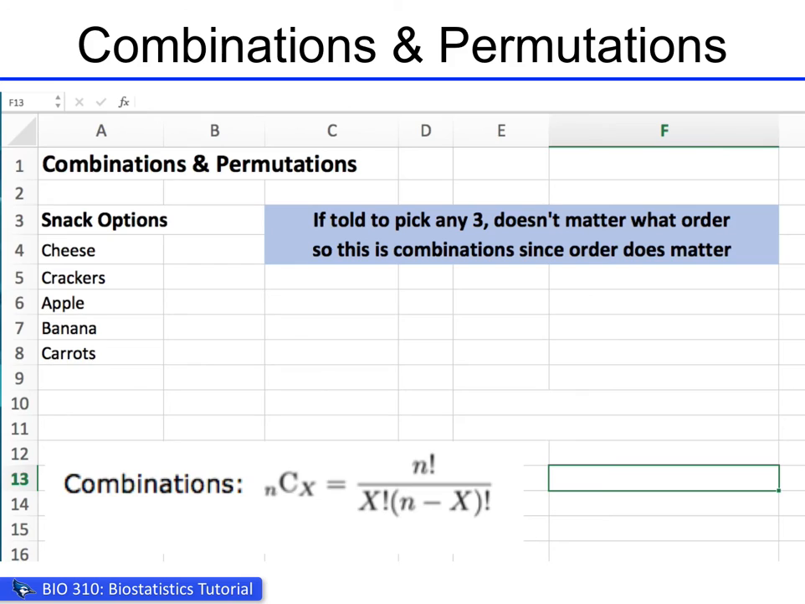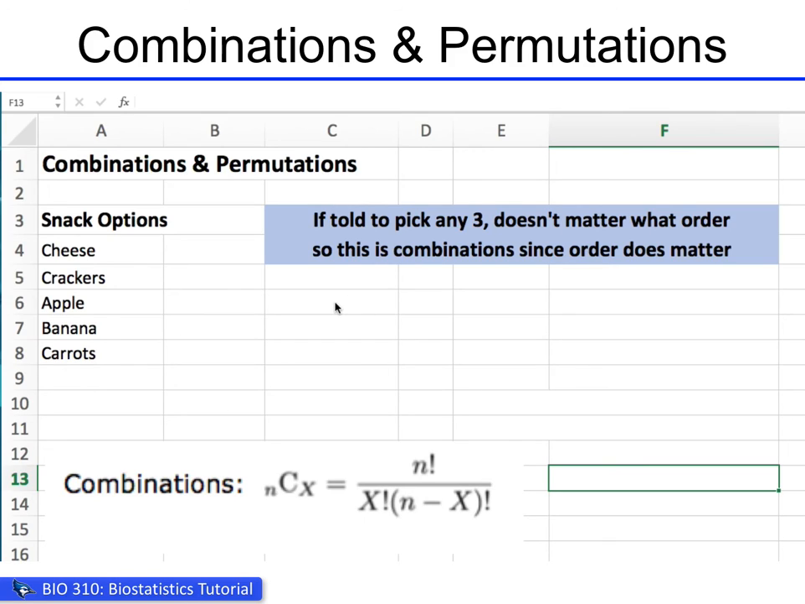The first thing I'd like to take a look at is this example with the kindergarten snacks. Here we've got 5 snack options: cheese, crackers, apple, banana, and carrots. If the students are instructed to pick any 3, it doesn't matter what order they choose them in, because they're all going to go on their plates and then they can eat them or throw them on the floor or whatever happens with kindergarten snacks. Because the order doesn't matter here, this is an example of a combination.